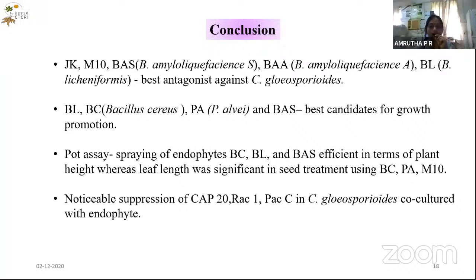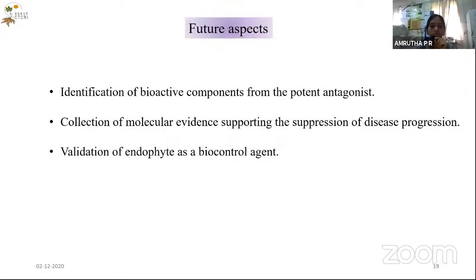Let me conclude. Bacillus amyloliquefaciens strains, Bacillus cereus strains, Paenibacillus alvei and the rhizospheric bacteria strains JK and M10 are good candidates in terms of antagonism against Colletotrichum gloeosporioides as well as growth promotion, as we obtained from pot assay results and growth promotion studies. And there was noticeable suppression of CAP20, RAC1 and PAC-C in Colletotrichum gloeosporioides co-inoculated with the endophyte. So these are the future aspects of my study.